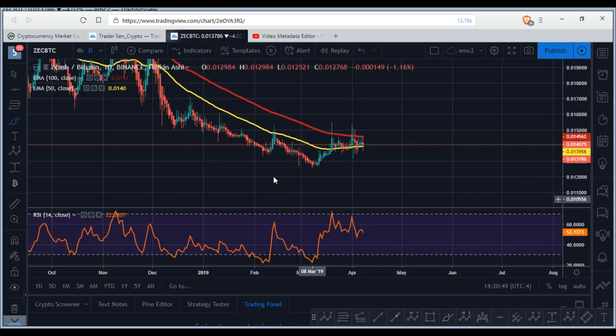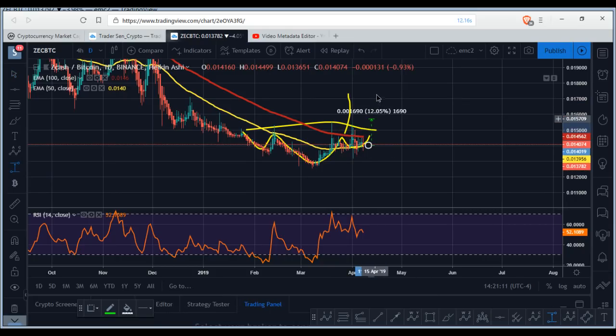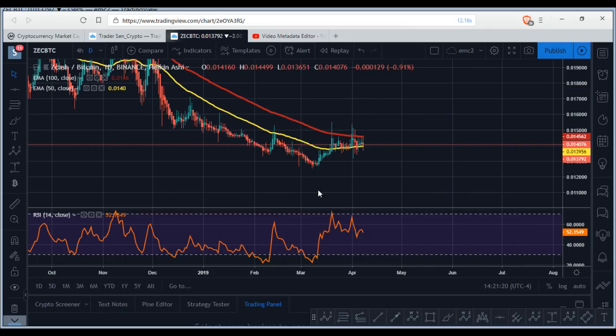So you also take a look at it. If you want to be aggressive, you can get this inverse head and shoulder just by this area, and say Zcash is gonna break it. Most likely it's gonna break it. If you take a look at a 1-to-1 extension, you're looking at least, from the current price of Zcash, another almost 25% move to the upside, if you just want to take a look at this inverse head and shoulder.